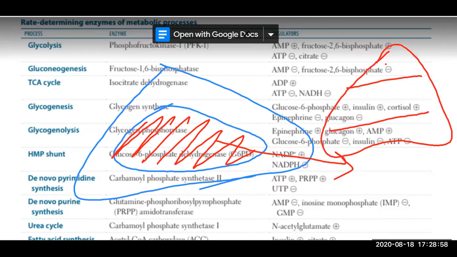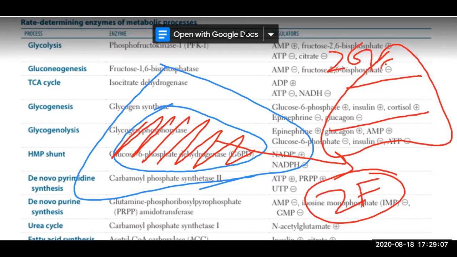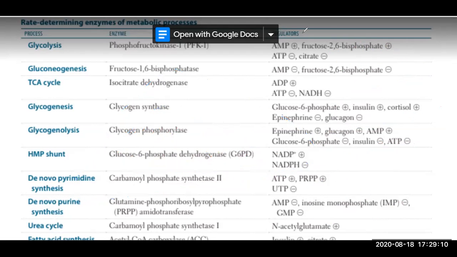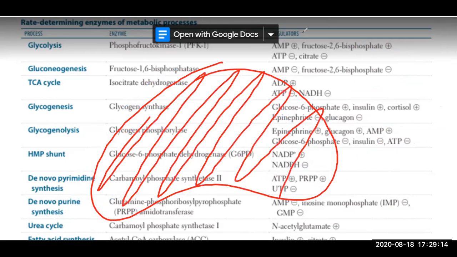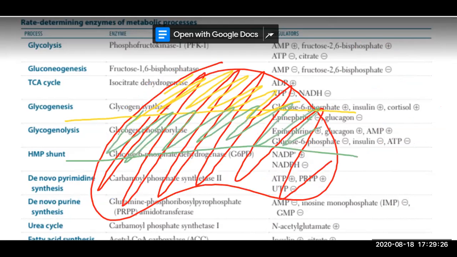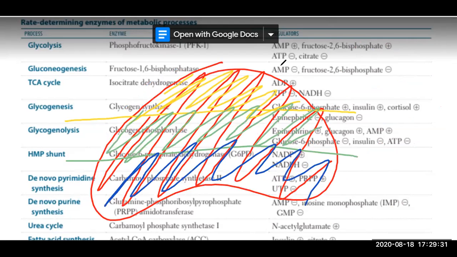There is a zone which is called zona fasciculata. We have zona glomerulosa. There is a very good mnemonic in your First Aid book. Let's say this is your adrenal gland. I am dividing this into three parts. This yellow one is one part, this green one is another, and this dark blue one is another.